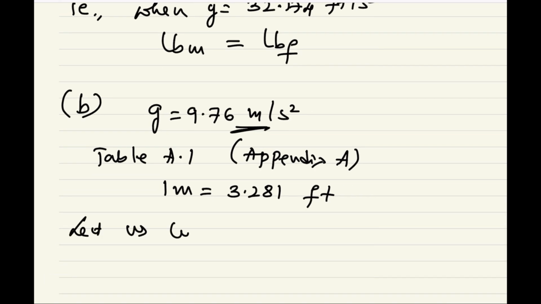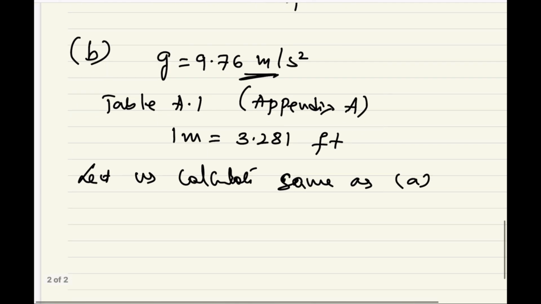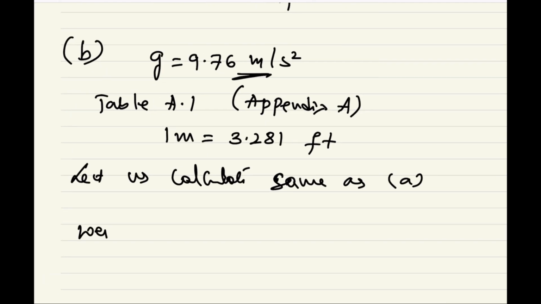Let us calculate the same as what we did in A. Weight is equal to 624 lb mass, the same component, but here we are going to multiply it by 9.76 meter per second square.